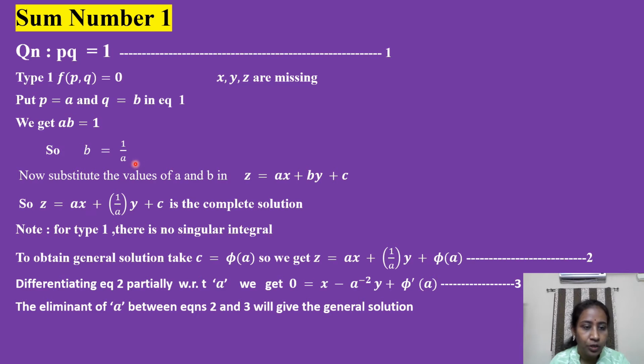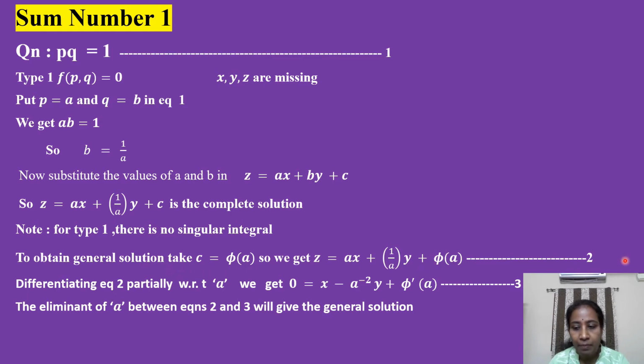Now I am going to substitute the value of b in the equation z is equal to ax plus by plus c. Now z becomes ax plus 1 by a into y plus c, which is the complete solution after substituting the value of b here. Now for type 1 we know there is no singular integral. So to obtain the general solution we put c equal to phi of a in z is equal to ax plus 1 by a y plus c. So instead of c I am going to write phi of a.